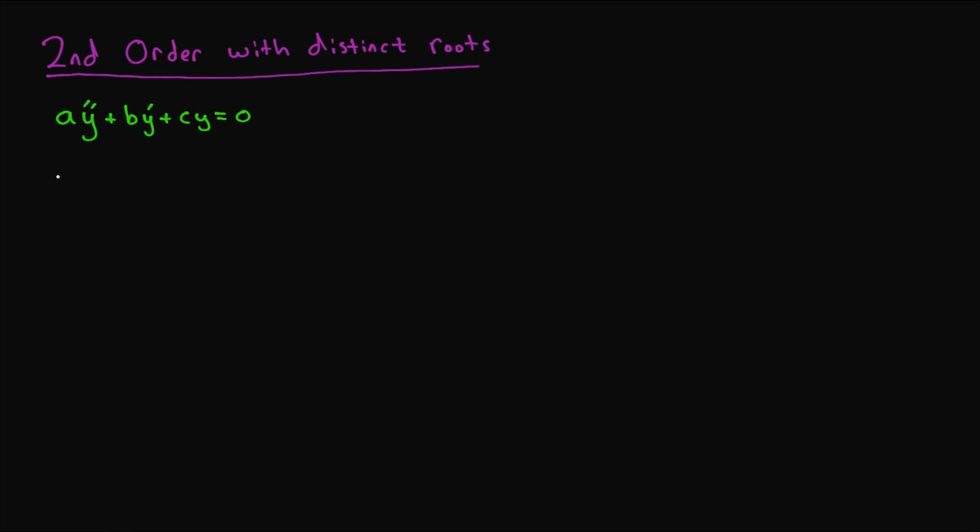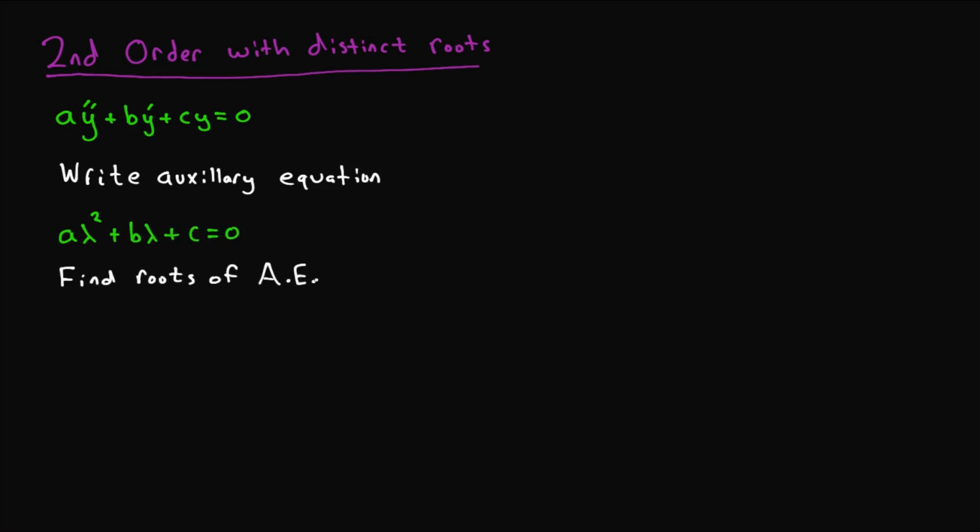Now we'll do a second order with distinct roots example, and these are equations of the form a y double prime plus by prime plus cy is equal to 0. Again, we follow the same algorithm. We're going to write the auxiliary equation, which in this example is a lambda squared plus b lambda plus c is equal to 0. We can use the quadratic formula to find the roots, and let's call them lambda 1 and lambda 2, and we're assuming they're distinct.